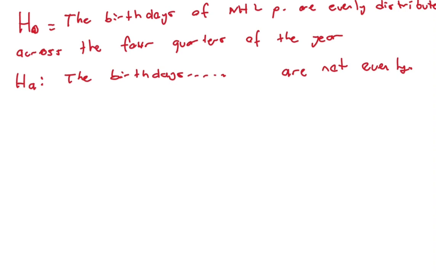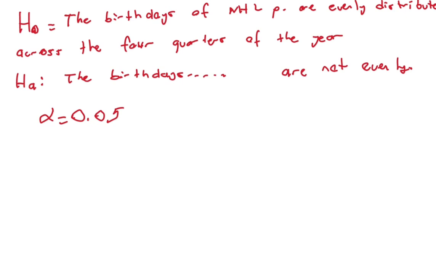The first thing we need to do is state our hypotheses. So H0 is the birthdays of NHL players are evenly distributed across the 4 quarters of the year. And the alternative means the birthdays are not evenly distributed across the 4 quarters of the year. So we will analyze to see which one is correct. Since the significance level is not given, we can use alpha as 0.05. The biggest question is what test are we going to use?